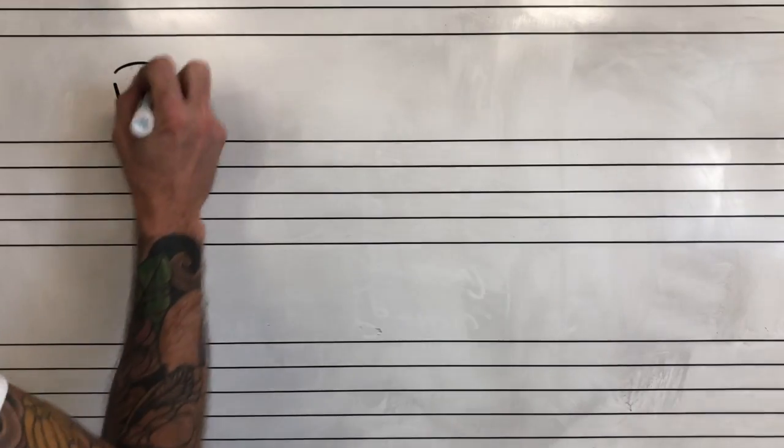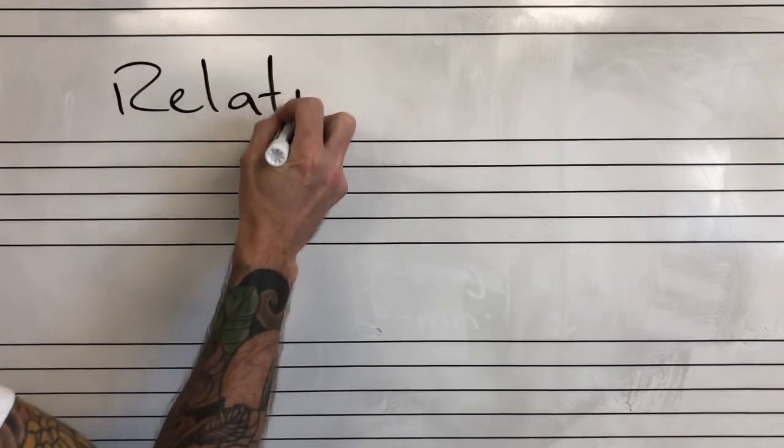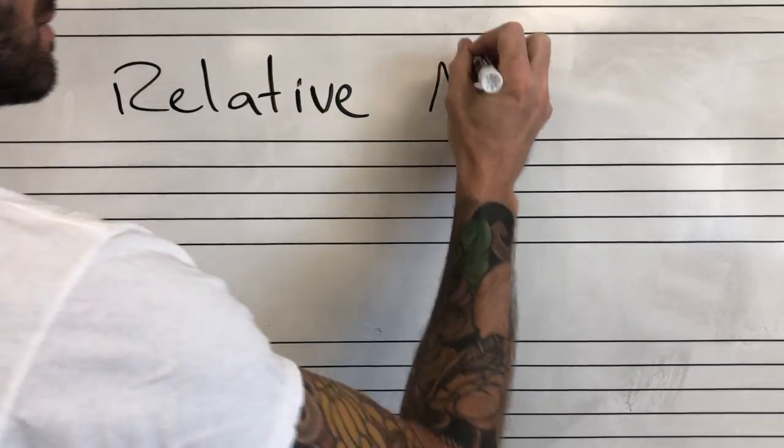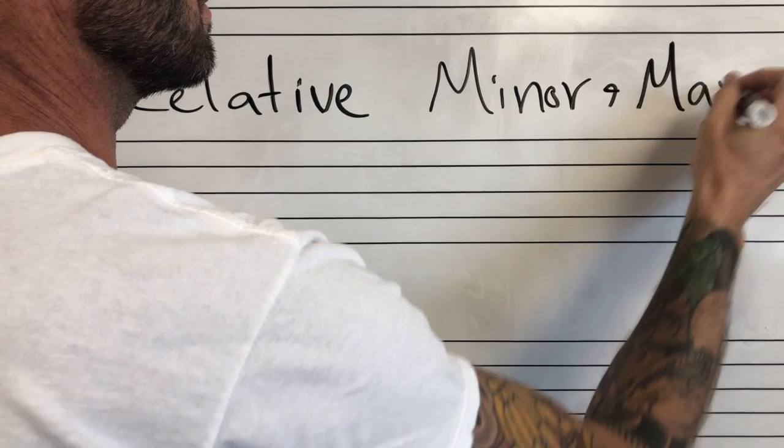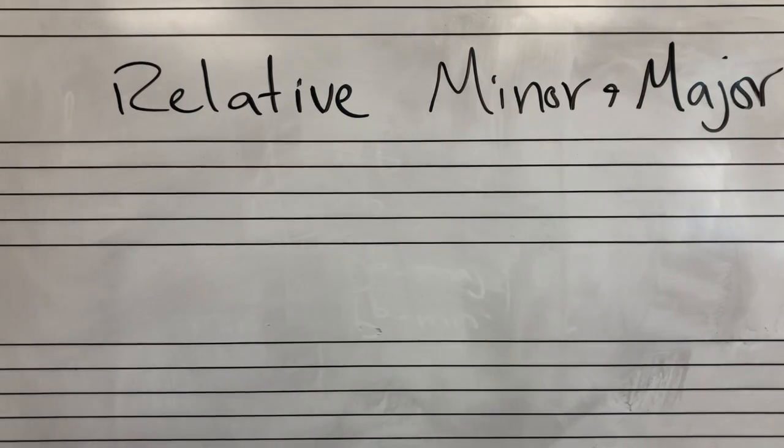One is major and one is minor. The majors are pretty much already taken care of. You've memorized those pretty well. Identifying the relative minor is the new thing.